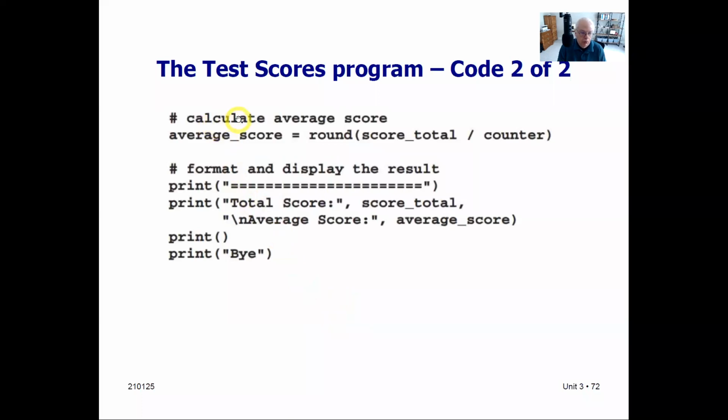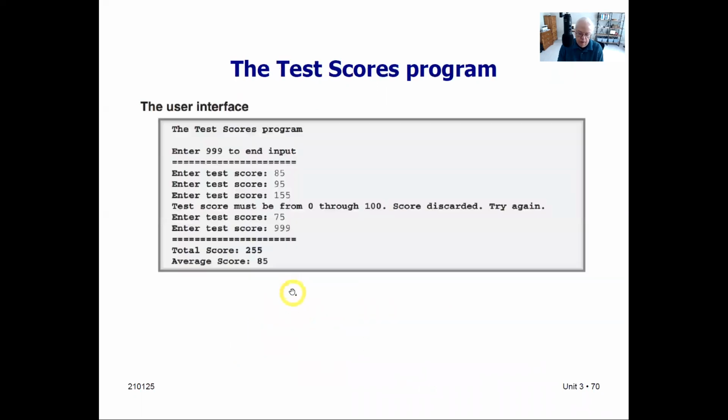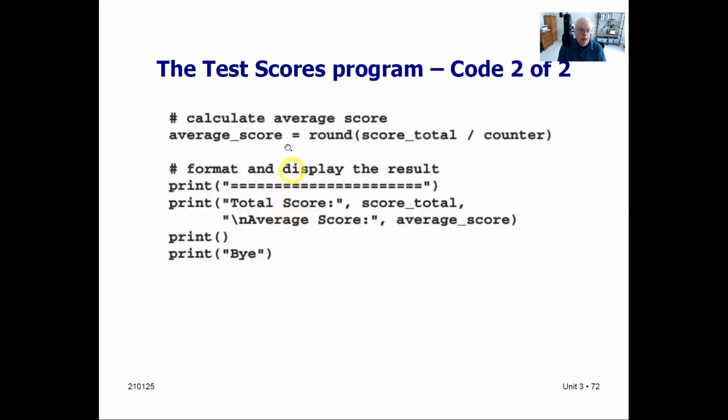Then we have the next part, which is the end of the program. We're going to calculate the average. So our average score is going to equal round, score total divided by counter. And notice we were incrementing. I'm going to go back one here. We are incrementing our counter right here. I don't know if I said that when I was reading the code a second ago, but after we collect the score total, we're going to increment the counter there. So we can use the counter right here to get the average.